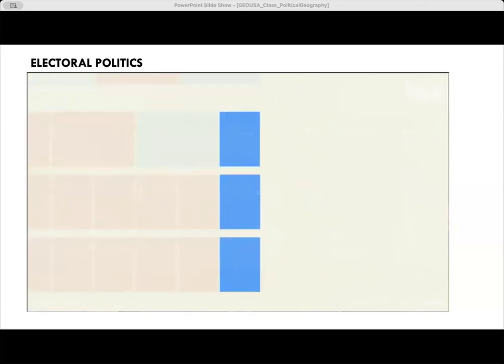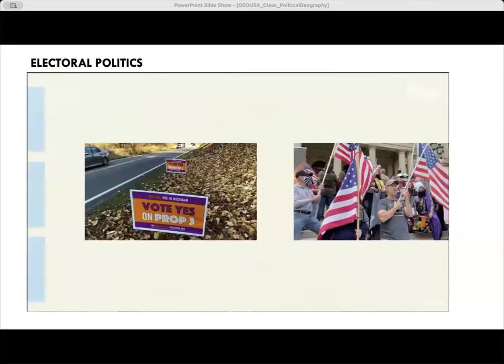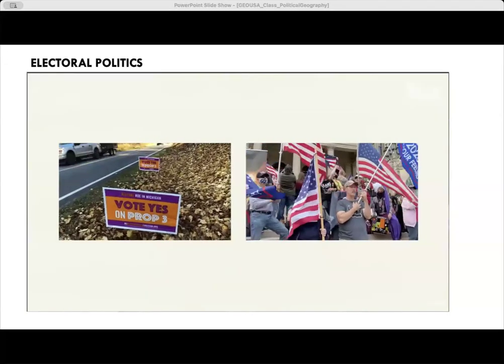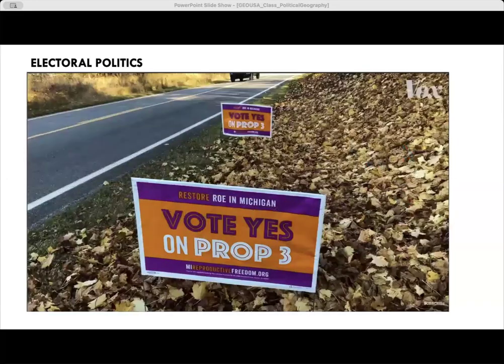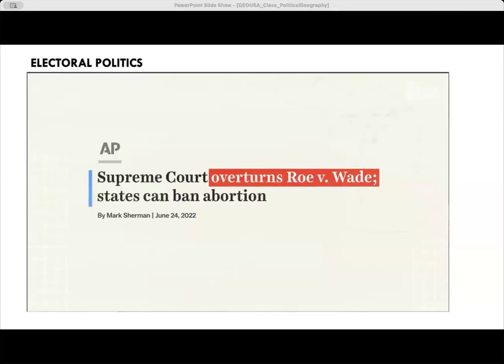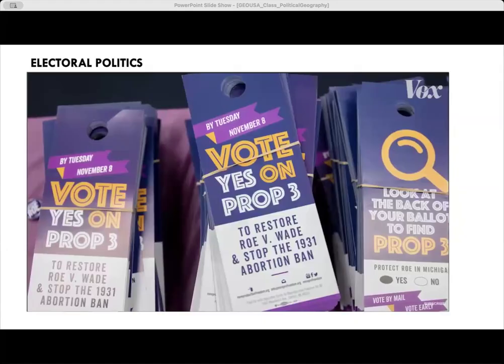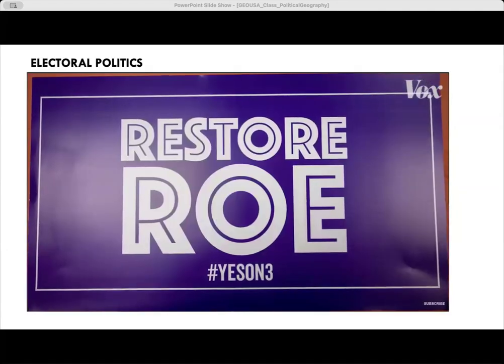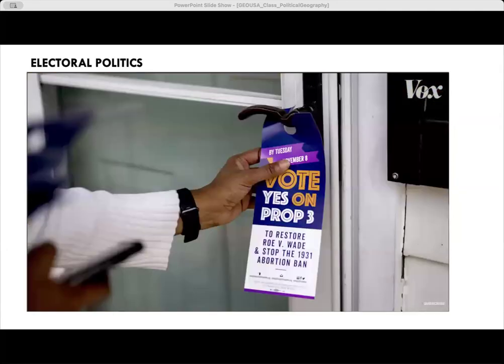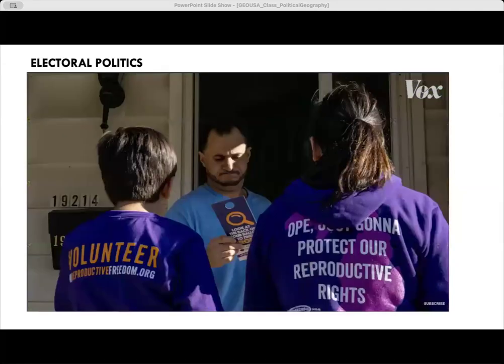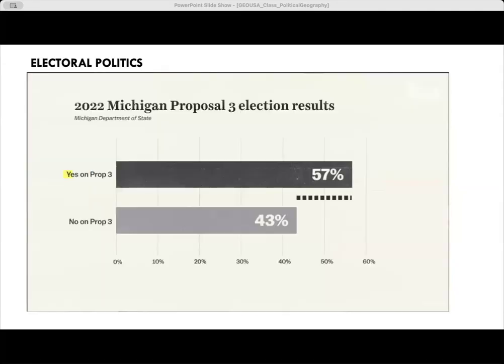To really understand 2022, we have to look at these two stories. One started with the overturning of Roe v. Wade in June of 2022. In Michigan, activists responded to that by putting Proposal 3 on the ballot that year, a measure that would enshrine abortion rights in the state constitution. The measure was really popular and passed easily by more than 10 percentage points.